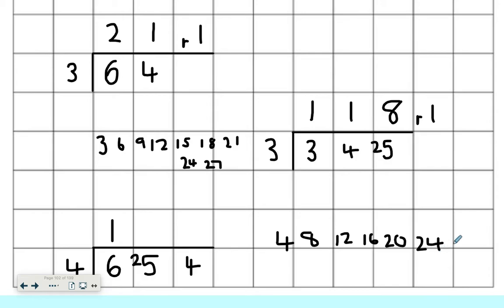24, 28. Okay, I need 25. So I've got 1, 2, 3, 4, 5, 6 can go in, but I have a remainder of 1. How many 4's go into 14? So we've got 1, 2, 3. That gets me to 12, but I have a remainder of 2 because I need 14.